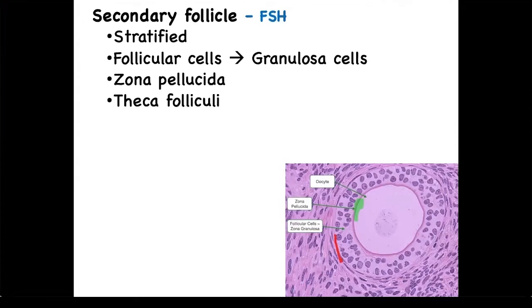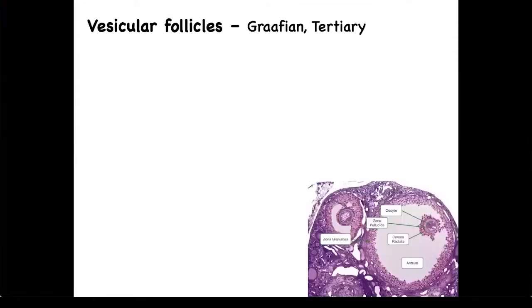In addition, another structure called the theca folliculi will form outside of the granulosa cells. So it will go all the way around here. And it will consist of epithelial cells as well as connective tissue cells. And I have drawn the red to indicate where it would be located.